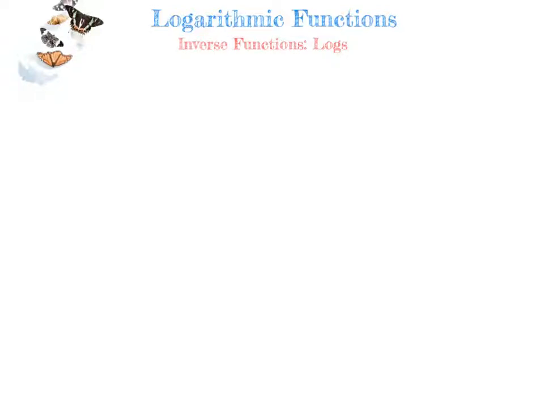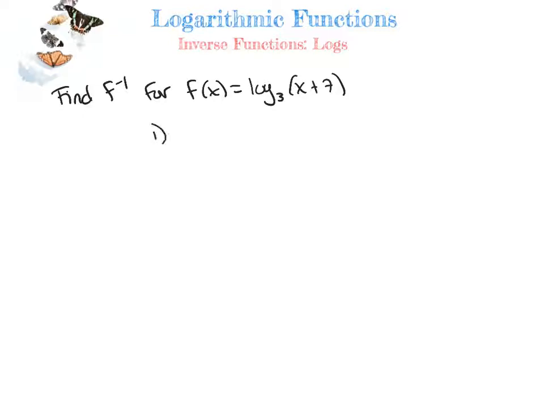Let's do some examples where we go back to finding inverse functions, but this time we find inverse functions for functions that have logarithms. So for our first example, let's find the inverse function for f of x equals log base 3 of x plus 7. Now remember, there were 3 steps to finding an inverse function. The first step was replace f of x with y. So we would have y equals log base 3 of x plus 7.